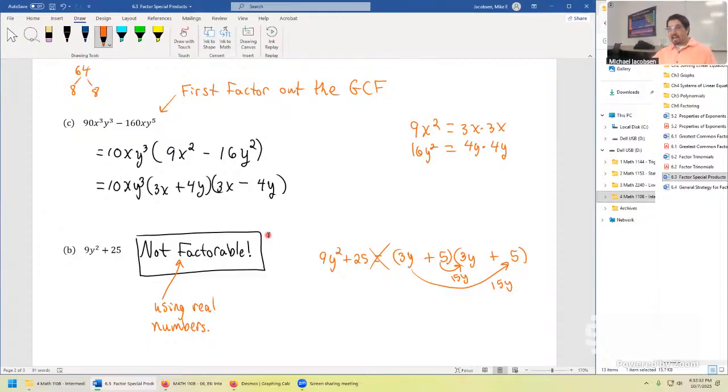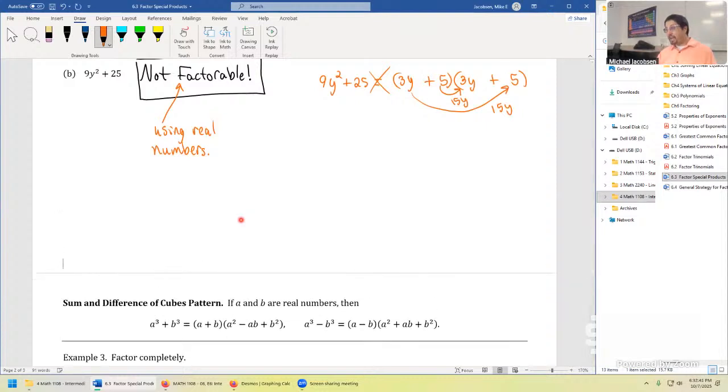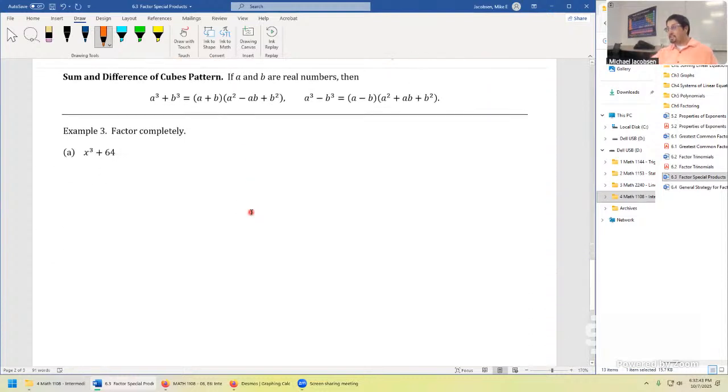Okay, so we have sum of squares that never factors. We have difference of squares that always factors. And here's where it gets really interesting. We also have a pattern for sums and differences of cubes. It turns out it's the sum of squares that has a problem. A squared plus b squared just never factors. But as a sum of cubes, it definitely will. This is the pattern of which it factors.